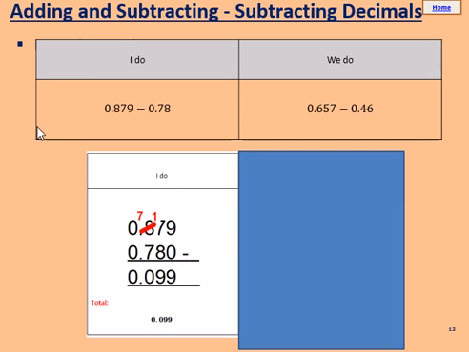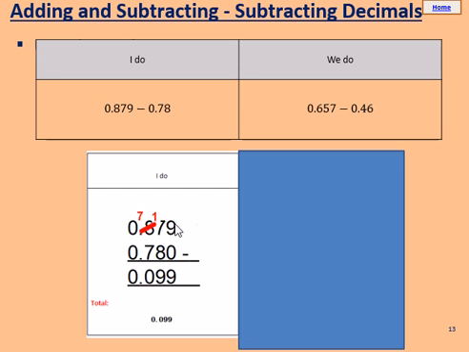Okay, so now we have our second I do and we do. Well, the first I do is 0.879 take away 0.78. Now remember, this 7 belongs in the tenths column, this 8 belongs in the hundredths column. So make sure to line them up correctly when you write them. 0.78 is effectively 0.780, the 7 in the tenths, 8 in the hundredths column.